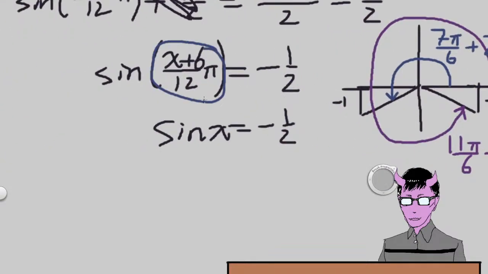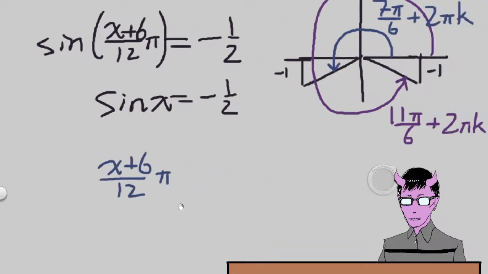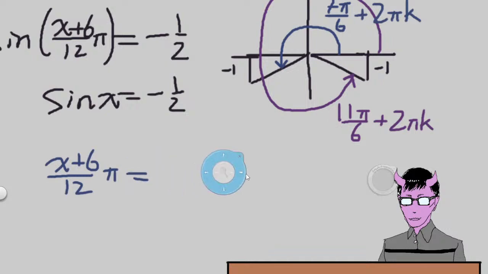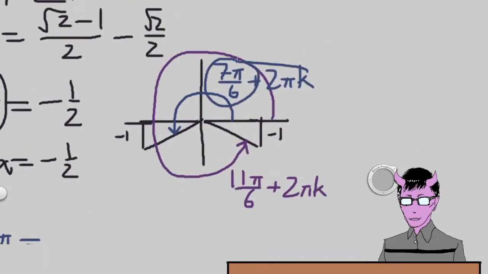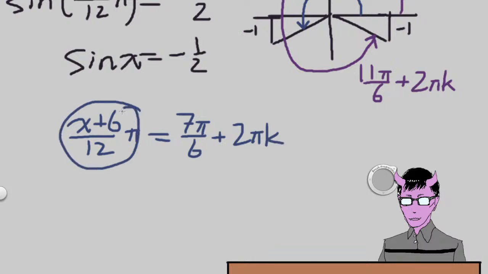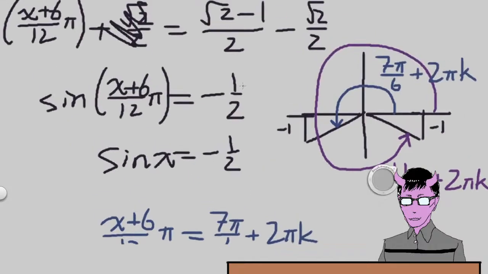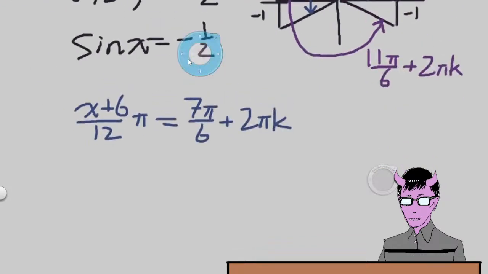So we're going to force the inside, which is (x + 6)/12 π, and we're going to force that to be equal to this particular angle. But remember, there's an infinite amount of those. So 7π/6 plus all the coterminal angles, which is 2πk. So if we force this one to be any of those angles, then we will get a negative 1/2 ratio.